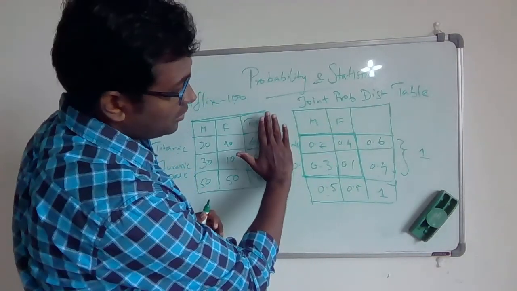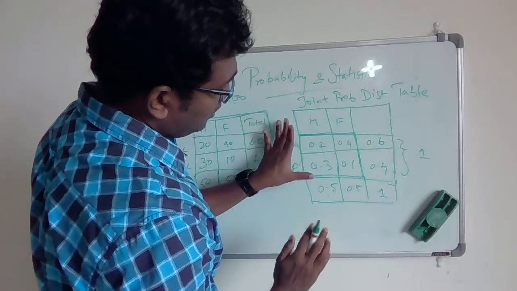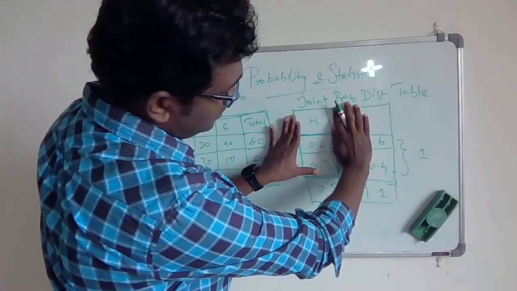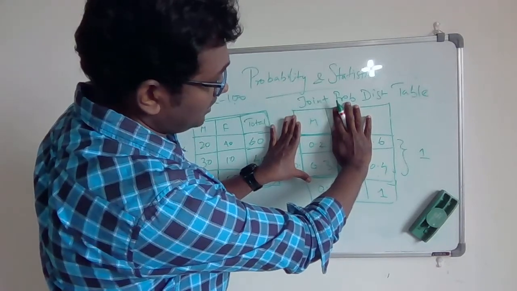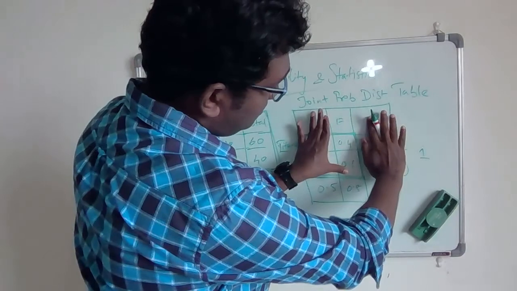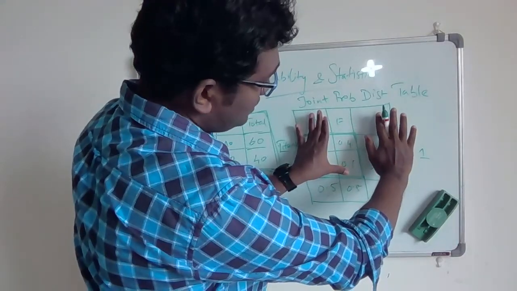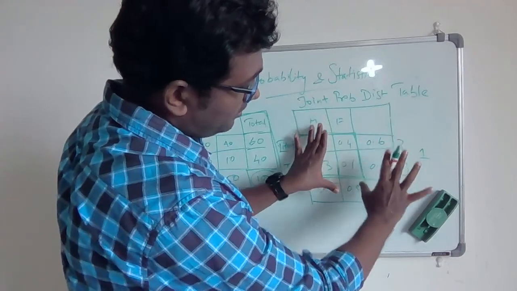I just don't care about what kind of movie they watch. I just wanted to find out the proportion of male in my subscription list. So I sum this, it's 0.5. Similarly, I don't care about what movie preferences they have. I just wanted to find out the proportion of female. I sum this, it's 0.4 plus 0.1, 0.5.